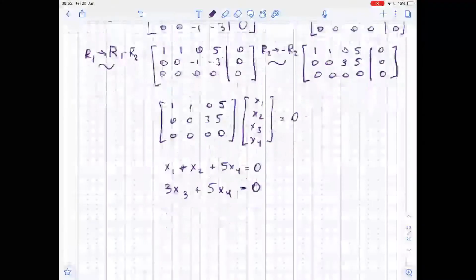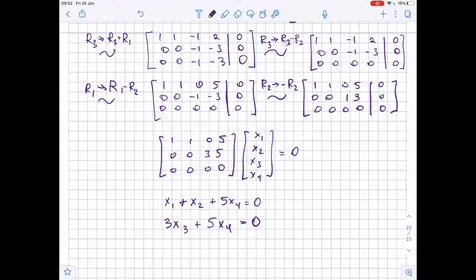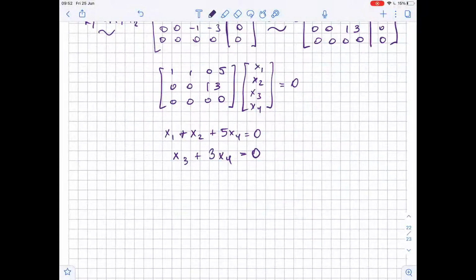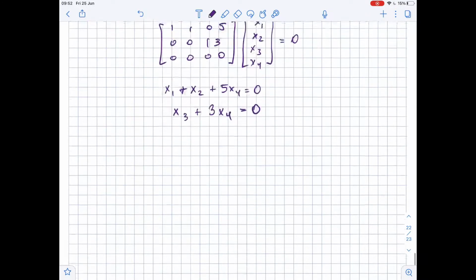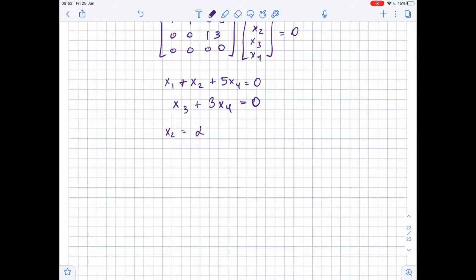I think I made a mistake. Oh, sorry. Here we have 1, 3. And here we have 1, 3. So it's x3 plus 3x4. Sorry about that. So here x2 and x4 are free variables. So we will set x2 equals alpha and x4 equals beta. And we have that x1 equals negative alpha minus 5 beta, while x3 equals negative 3 beta.